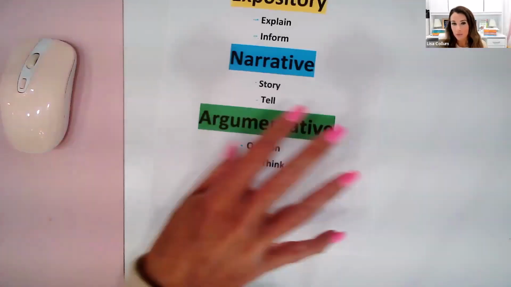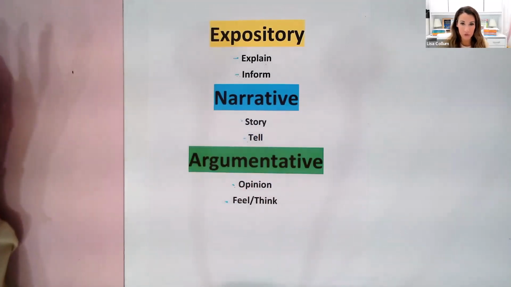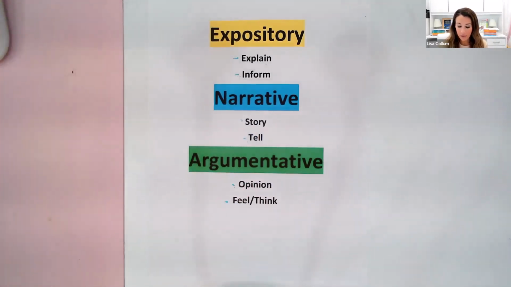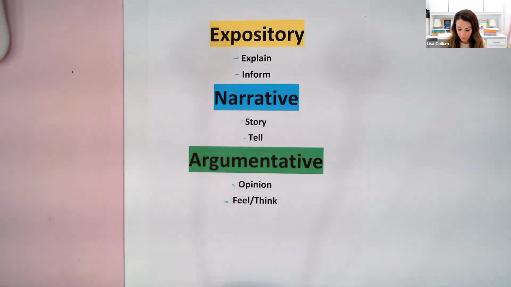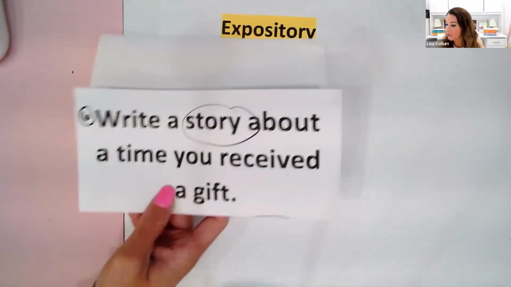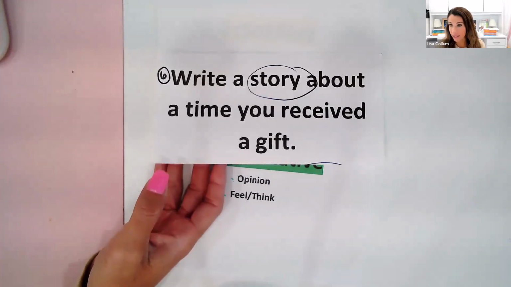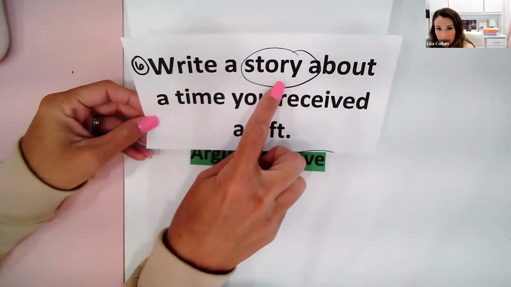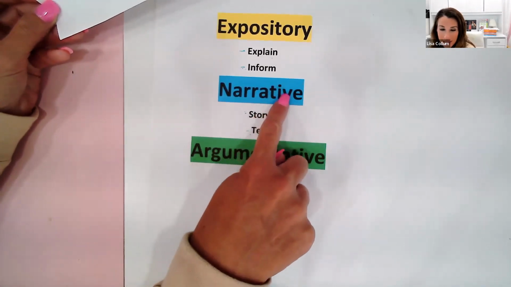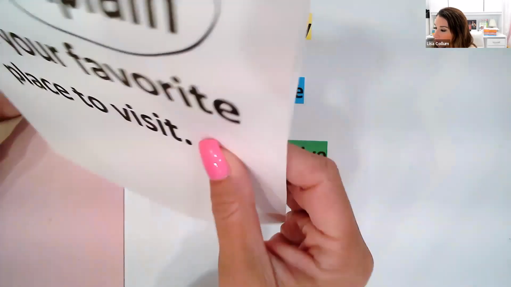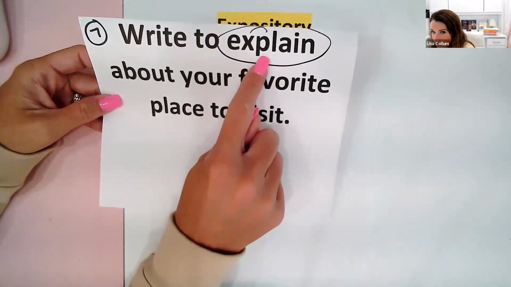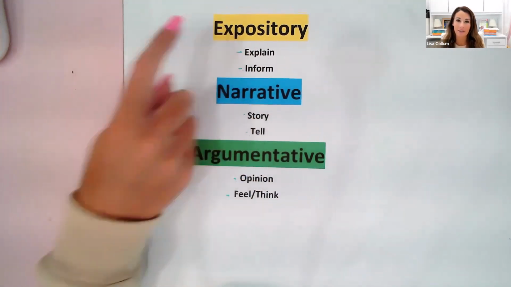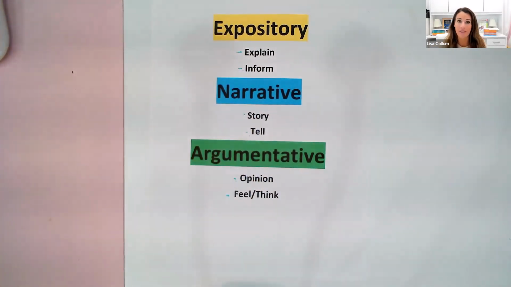We talked about the different types of writing and the keywords, which would help you identify what type of writing you would be doing. So remember that there are prompts, and the prompts are the directions that tell us what to write about. So if a prompt said something like this, write a story about a time you received a gift, you would know, okay, the keyword is story, which means I'm writing a narrative. Or if you write a prompt like this, write to explain about your favorite place to visit, you know the keyword is explain. And if it's explain, that means you're writing an expository essay. Okay, so that's what we went over in the last lesson.